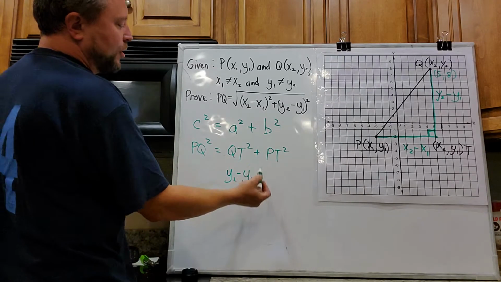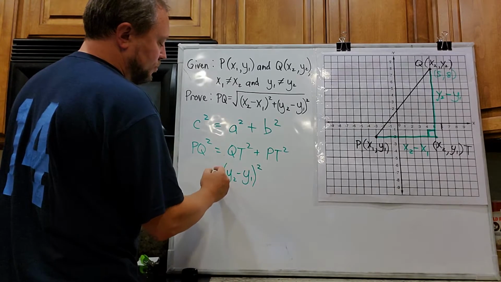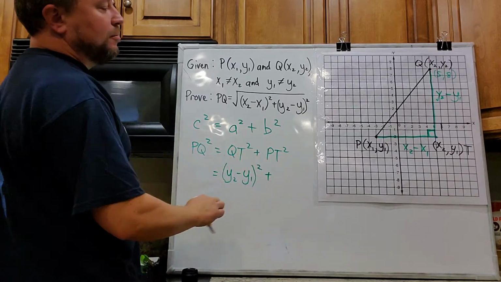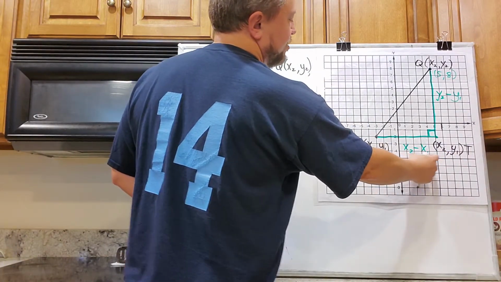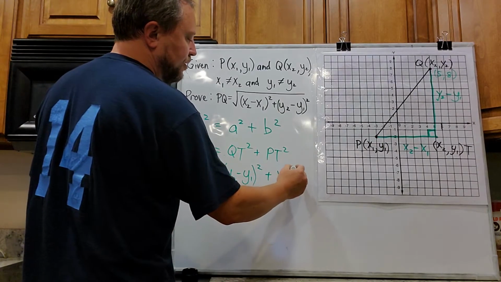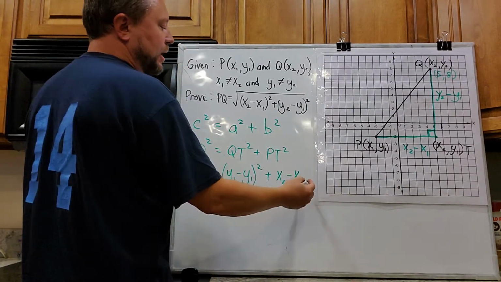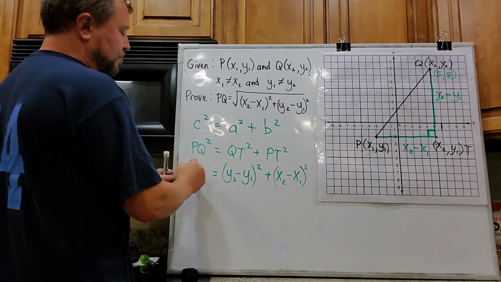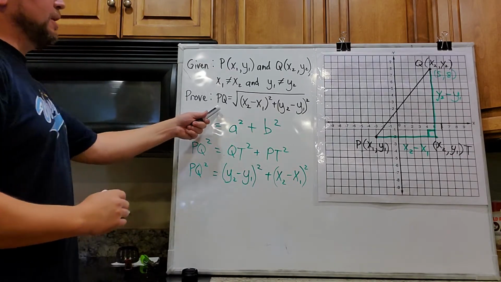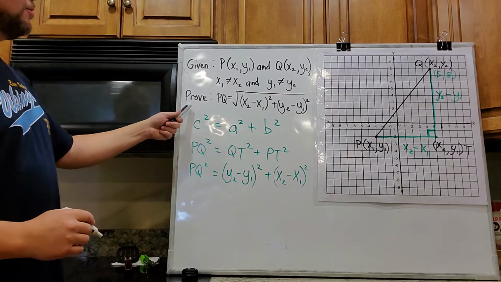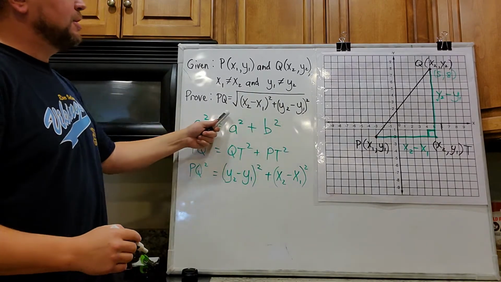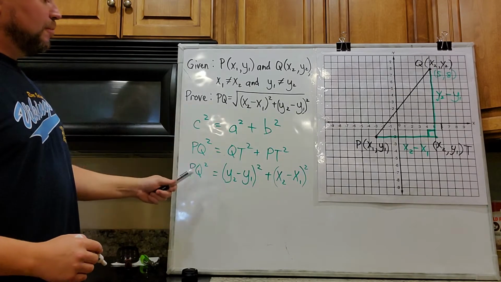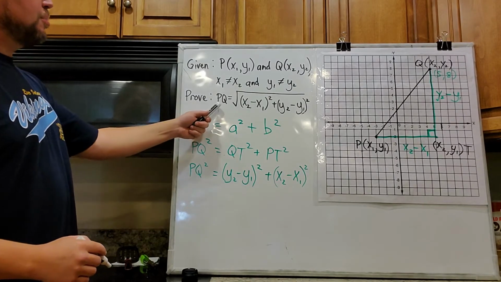So it says take that and square it. Plus the PT I'm going to replace with this, the x2 minus x1. And again, it says square that. And this, I'm just going to leave as, for right now, just PQ squared. So I'm getting really close. You see this? I was trying to prove that PQ equals the distance formula right here. So all I need to do now is go from a PQ squared here to just a PQ.